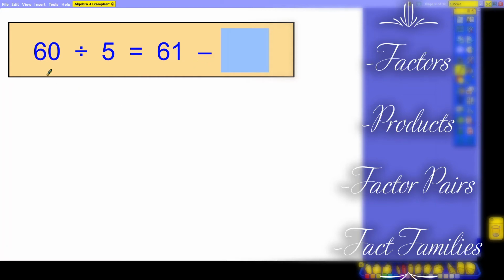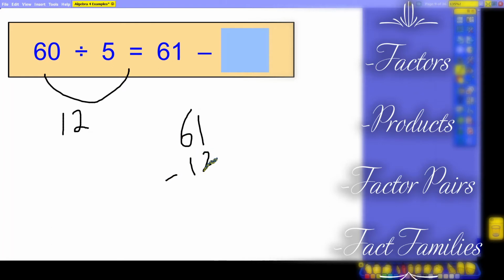Watch those signs. On this side, we have 12. 12 times 5 is 60. 60 divided by 5 is 12. Now, I subtract from 61 and I get 12. So I can write it this way also.